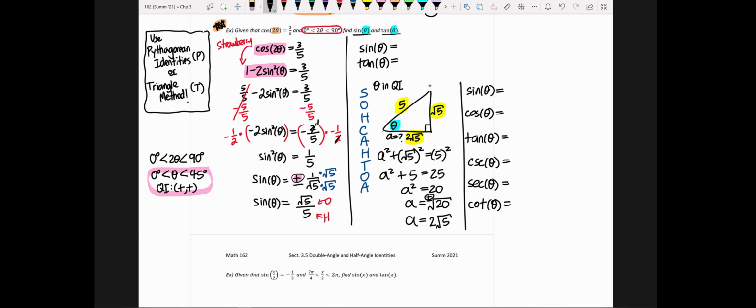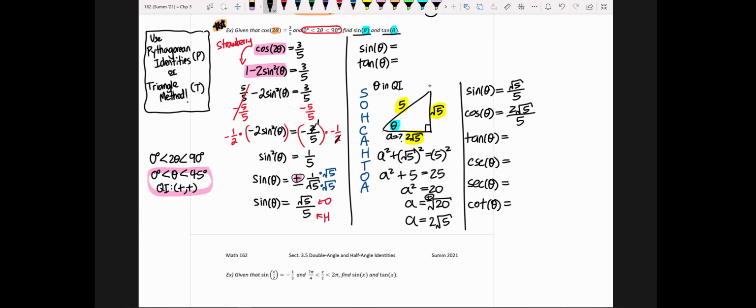Okay, if we were to use the Pythagorean identity method, there would be more work and we'd be working with fractions. We'd have to use one identity, another, so forth. Knock down the dominoes. But with the triangle method, once you have drawn your right triangle, now we know that sine is opposite over hypotenuse. Cosine is adjacent over hypotenuse.